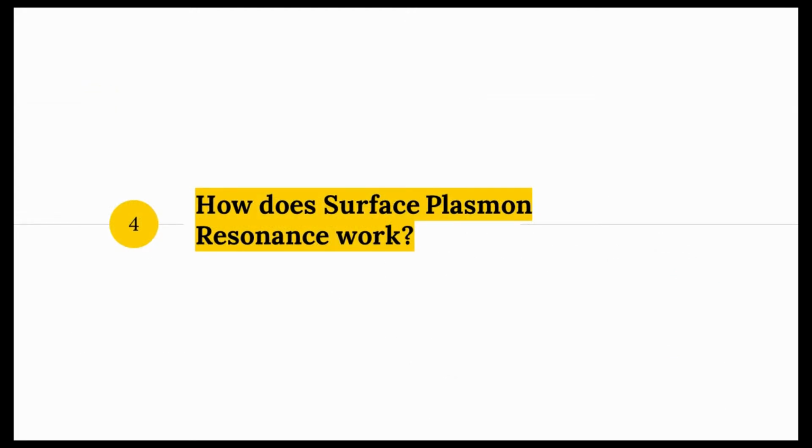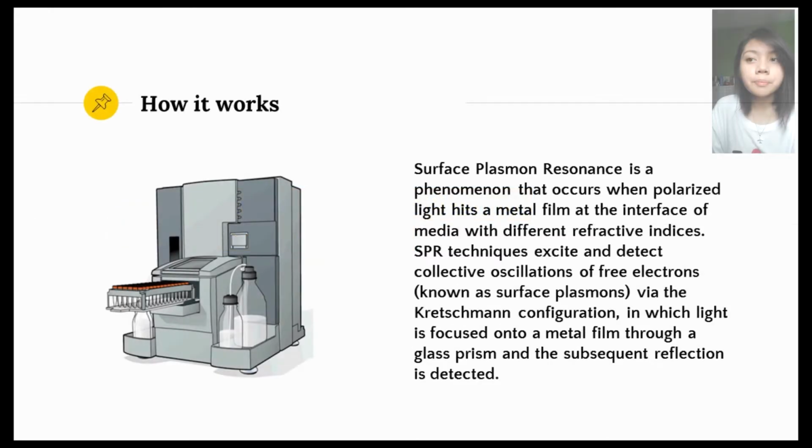How does surface plasmon resonance work? There are many functional proteomic technologies that require time-consuming labeling steps and still have an inconsistent probability of whether the proteins will interact or not. Surface plasmon resonance allows for label-free detection in real time and provides rich information about the interaction kinetics. Surface plasmon resonance is a phenomenon that occurs when polarized light hits a metal film at the interface of media with different refractive indices.